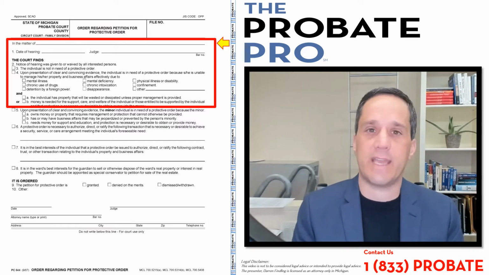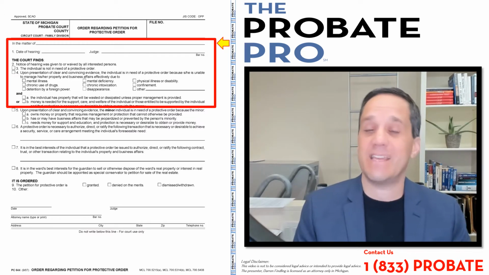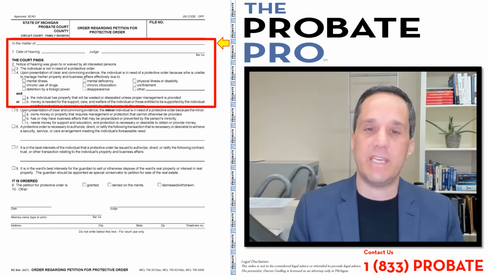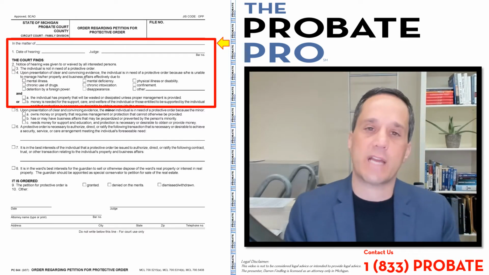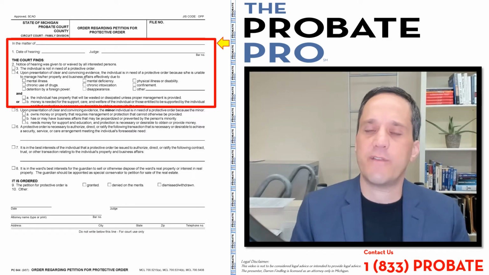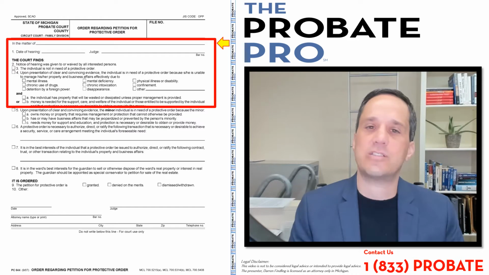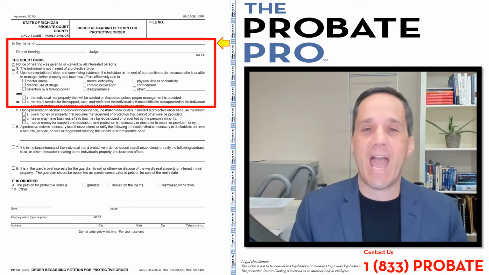And in this particular case, the order is for a protective order. Top, it says in the matter of, this is the name of the individual upon which the protective order is being issued. The date of the hearing and the judge, pretty straightforward, intuitive areas to fill out. The next section relates to the findings of the court after the hearing.